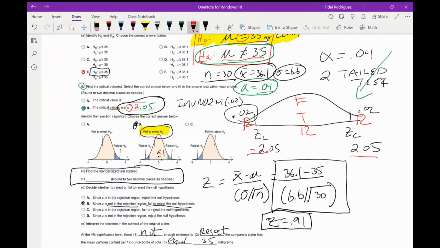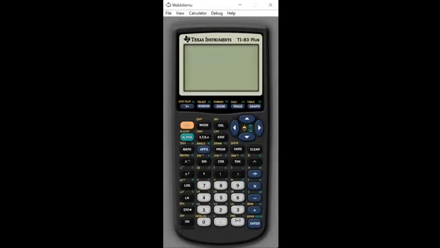So I'm going to stop sharing this here, but I am going to share my calculator with you because I want you all to see how you can do a lot of what we just did on our calculator. Okay, so I'm going to turn it on. I'm going to clear this out. I'm going to hit stat, go over to tests, and choose a Z test, which is the first one in my list.